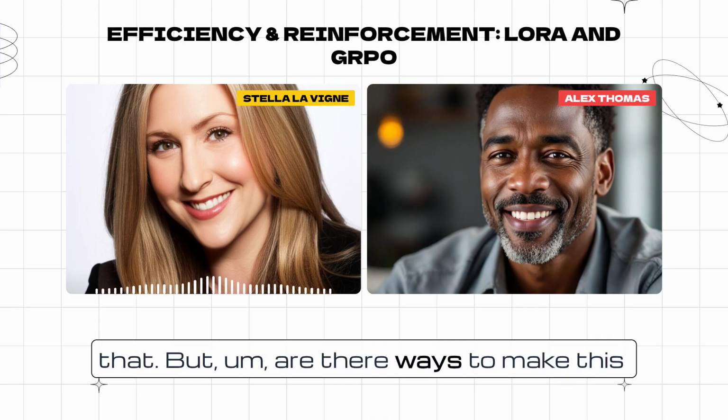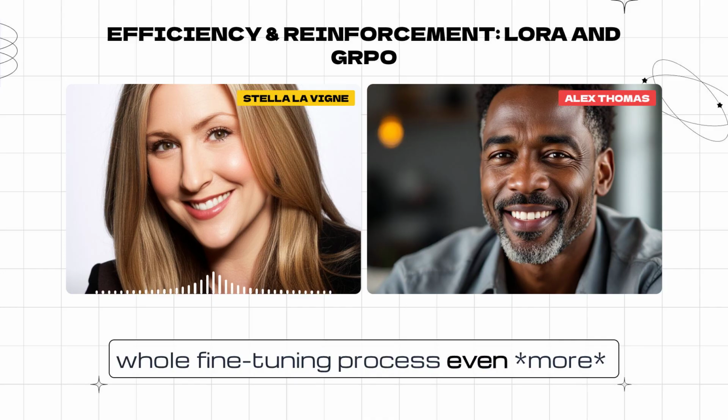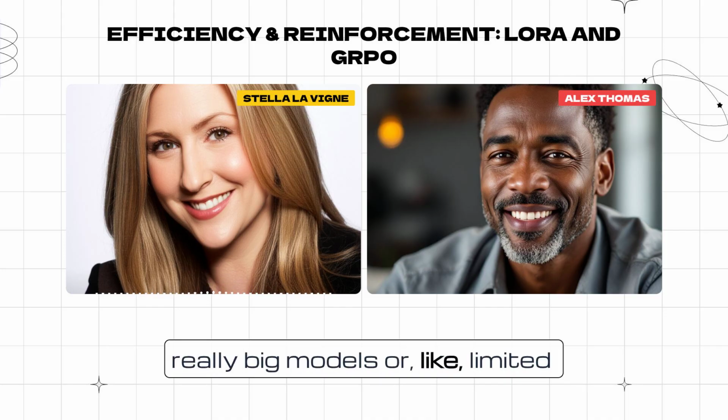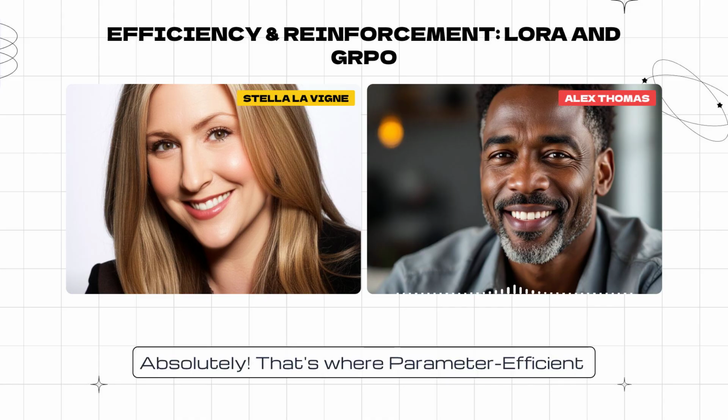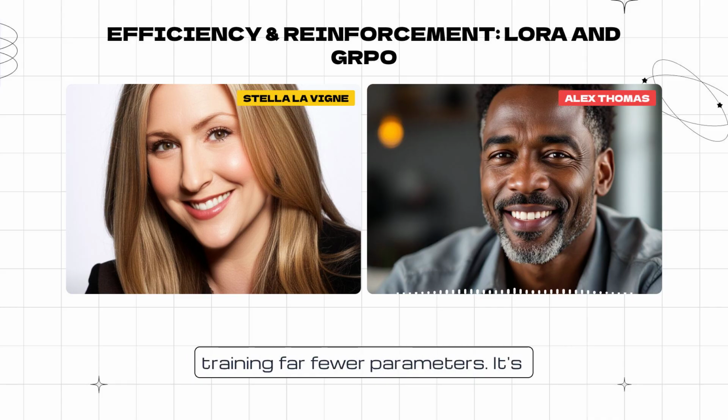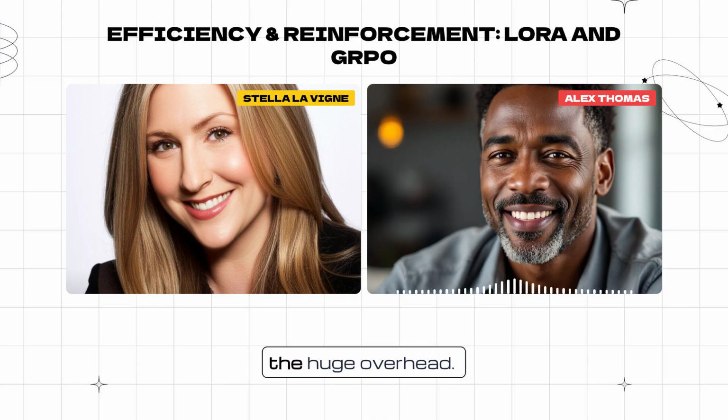But are there ways to make this whole fine-tuning process even more efficient, especially if you're dealing with really big models or limited computing power? Absolutely. That's where parameter-efficient fine-tuning, or PEFT, methods shine. A very popular one, you've probably heard of it, is LoRA, low-rank adaptation. Instead of updating the entire model, LoRA attaches small trainable adapter matrices to various layers. These matrices are much smaller than the original model, so you're training far fewer parameters. It's essentially giving the model just enough room to adapt to a new task without the huge overhead.